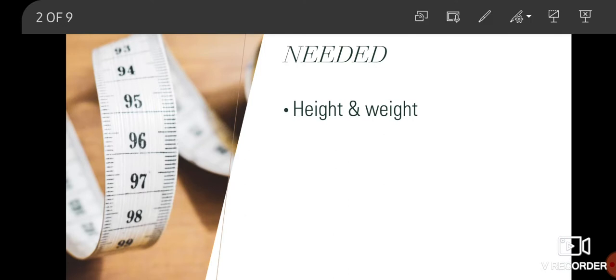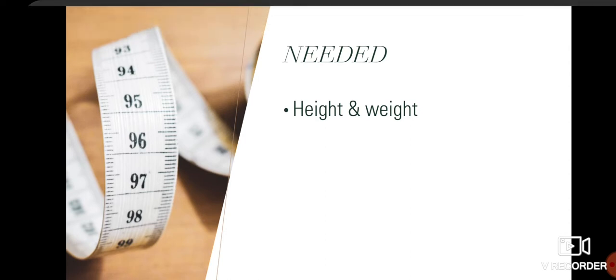So how to calculate it? To calculate it, what are the things which are needed? Your height is needed and the weight is needed. If a person's BMI is to be calculated, the height and weight of that person are required.